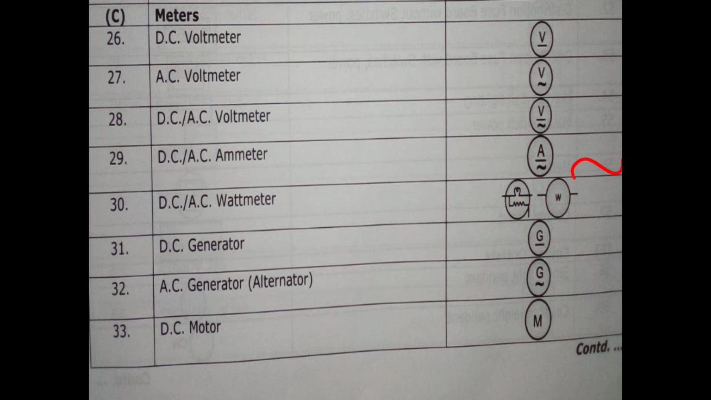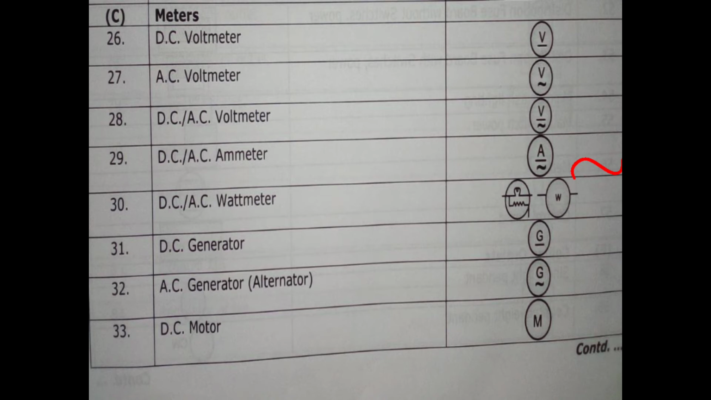Next is DC-AC wattmeter. Here see the DC-AC wattmeter. This is the symbol of DC-AC wattmeter. Then DC generator. This is the symbol of DC generator. Then AC generator or alternator. So this is the symbol of AC generator or alternator. Then DC motor. This is the symbol of DC motor. These symbols are very important in MCQs type exam.